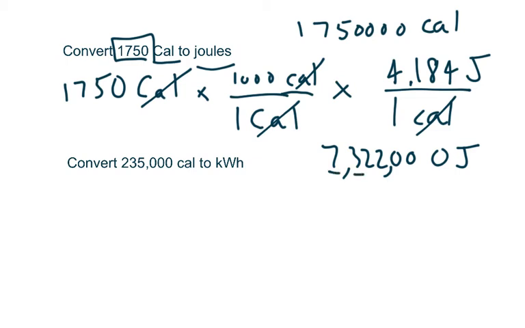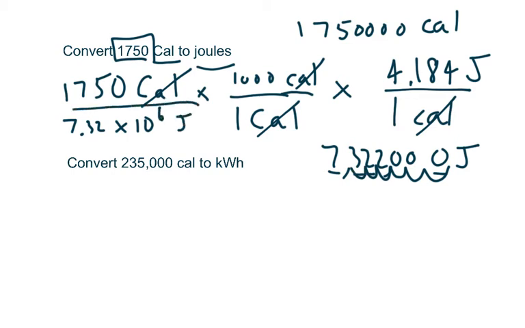And if I want to show 3, I would go with 7.32 times 10. And if you look here, there's a 0 way out here. So you got 1, 2, 3, 4, 5, 6 times 10 to the 6. And this would be in joules. That would be the answer with 3 significant figures.